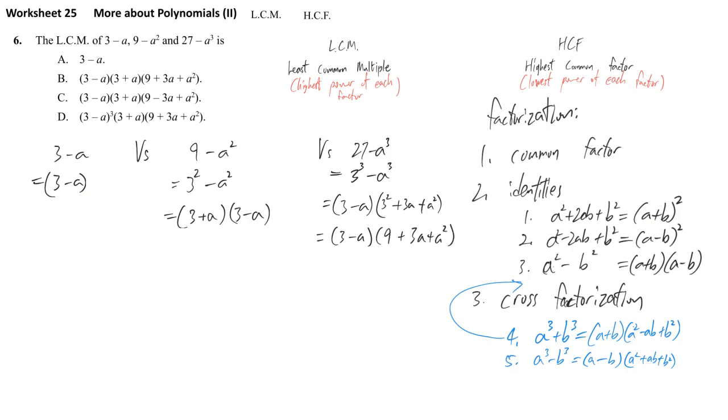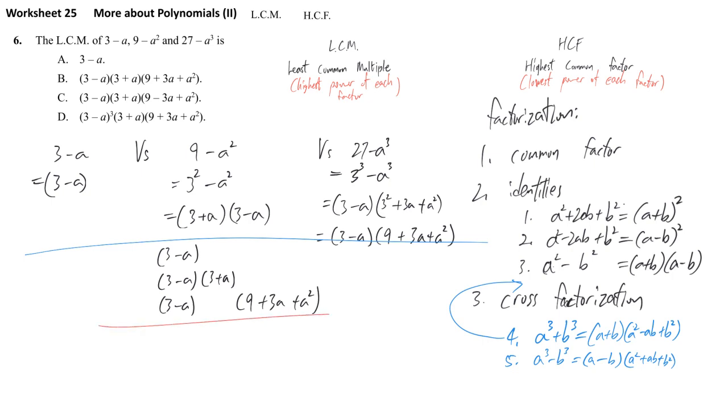After we finish all this preparation work, it's time for us to copy down once again the first expression, 3 minus a. The second expression, we have 3 plus a and another factor, the same 3 minus a. The last expression has 3 minus a, the same, and then we have the third type of factor, which is 9 plus 3a plus a squared.